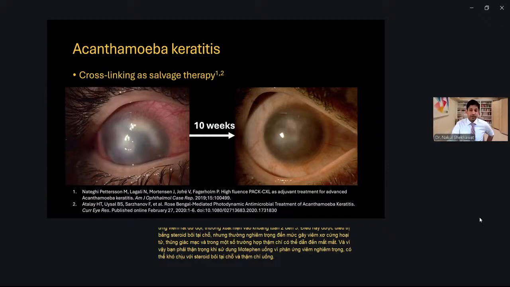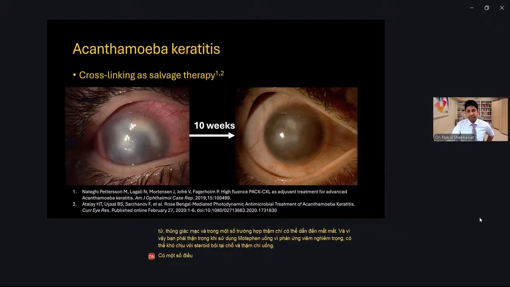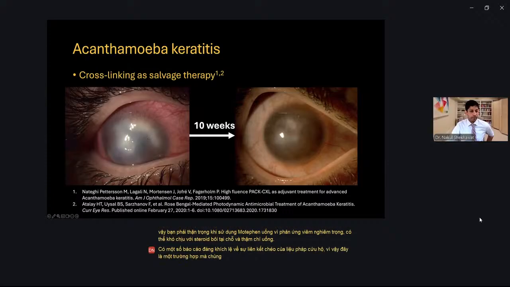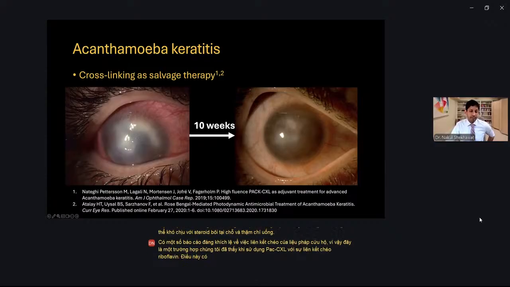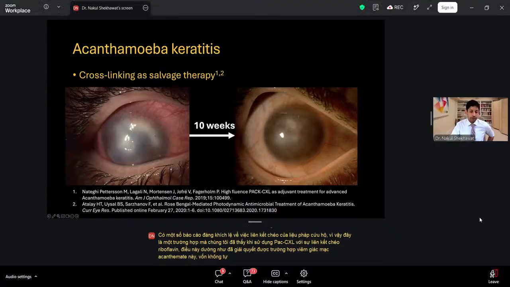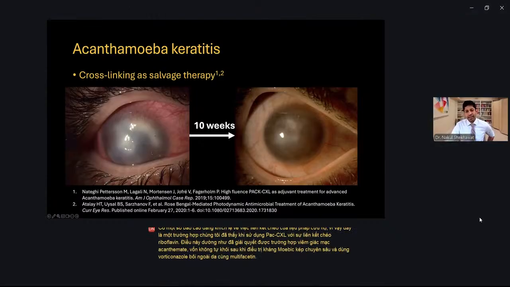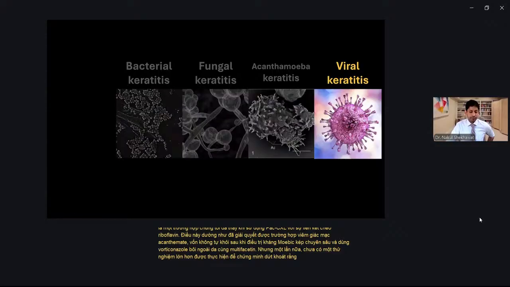There are some encouraging reports of cross-linking as salvage therapy. So here's one case that we saw where we did PACK-CXL with riboflavin cross-linking, which did seem to resolve this case of acanthamoeba keratitis, which was not resolving after intensive dual anti-amoebic therapy and topical voriconazole and miltefosine. But again, a larger trial has not been done to definitively show that there is a therapeutic role for cross-linking as salvage therapy for acanthamoeba.